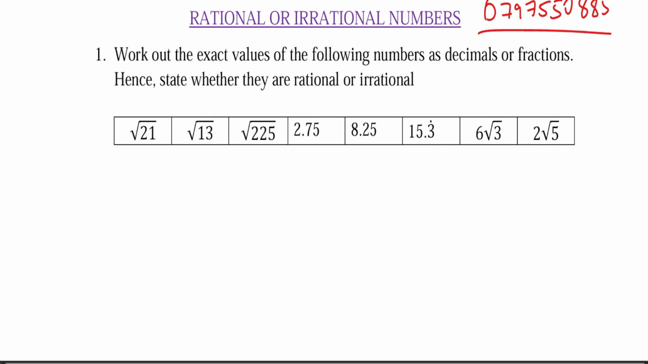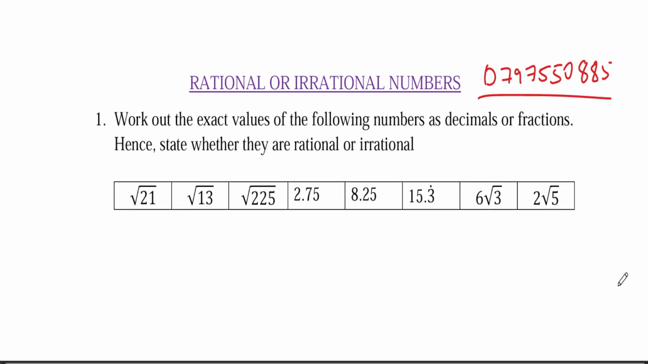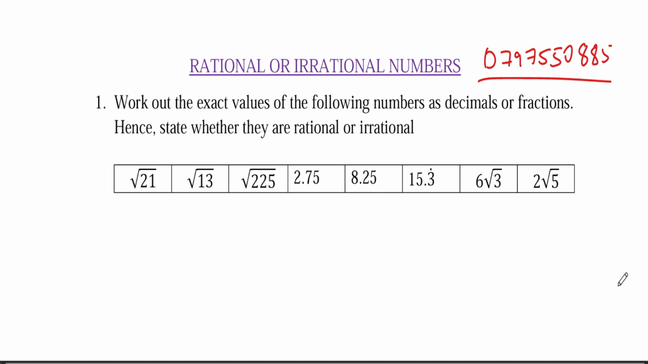So now work out the exact values of the following numbers as decimals or as fractions. So what are rational numbers? Rational numbers are numbers that give you a sequence that doesn't have a lot of decimals in it. A good example is root 4. Root 4 gives you an exact value of 2, so that's a rational number. Or 1 over 3. It can be a decimal, like 2.5. It has an end. But other decimals usually are not rational numbers.